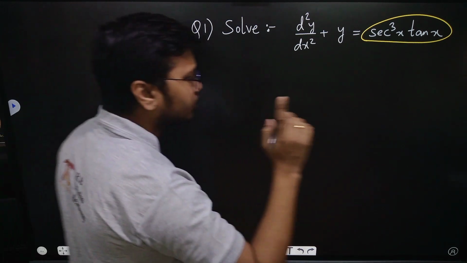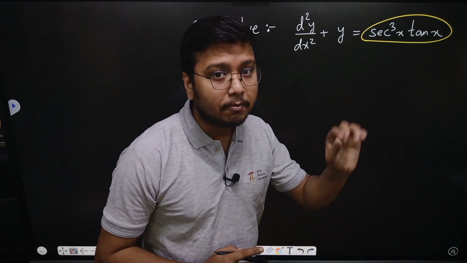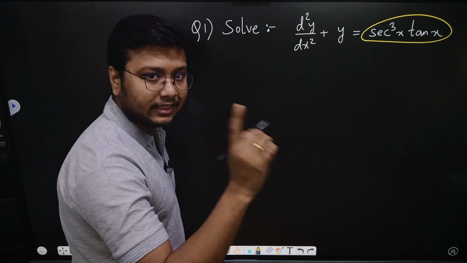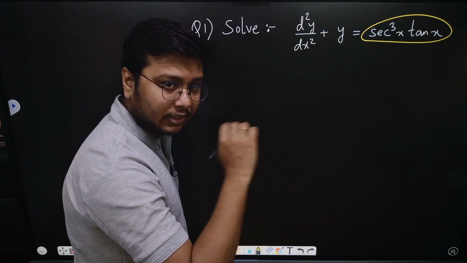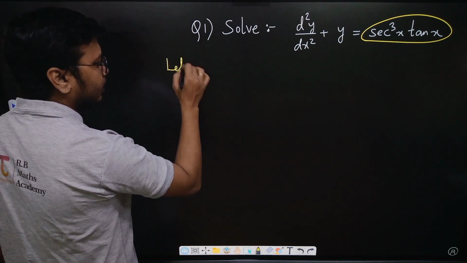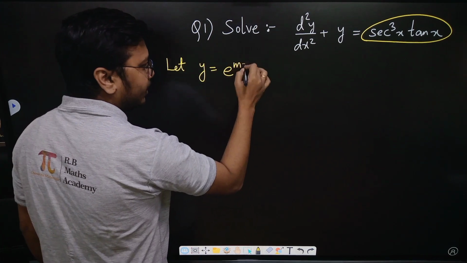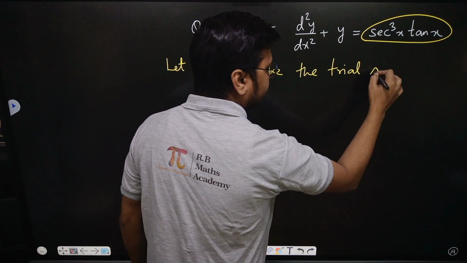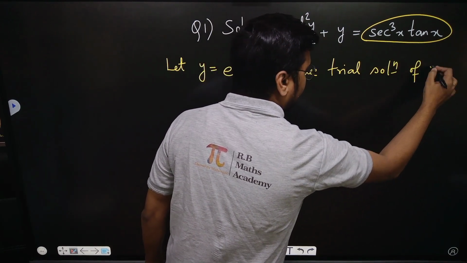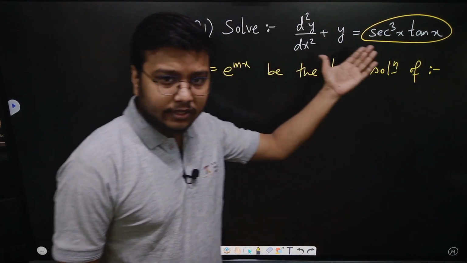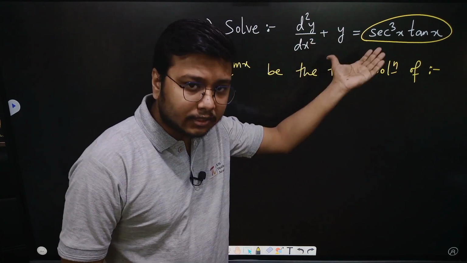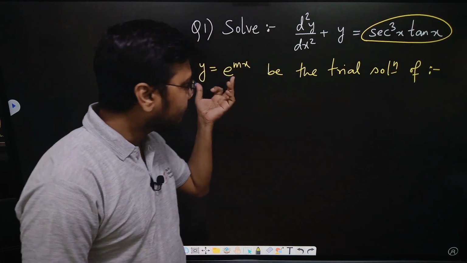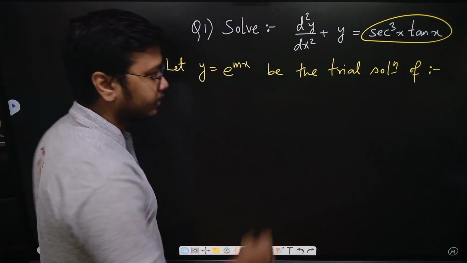The first thing we have to do is find the complementary function. To find the complementary function, the first thing we take is a trial solution. So let me say that y equals e to the power mx is the trial solution. We don't take the trial solution of the original equation, we take the homogeneous part of the original equation. That means we make the right hand side 0 and take y equals e to the power mx to be the trial solution of that equation.